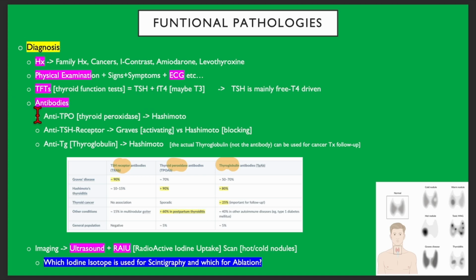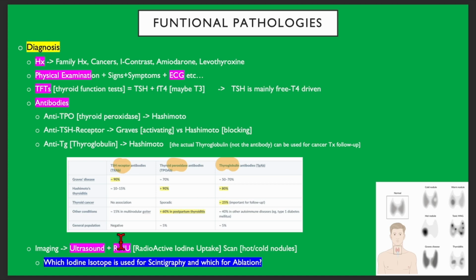For the antibodies, we said anti-TPO. That's usually a sign for Hashimoto. There is anti-TSH receptor. There is an activating type for the Graves. We talked about it on the fibroblasts. And there's also a blocking type for Hashimoto. But you can see here the blocking type in Hashimoto is only in 10% of the patients. So we don't use that one for Hashimoto. We use anti-TPO for Hashimoto, and anti-TG, the thyroglobulin, also for Hashimoto.